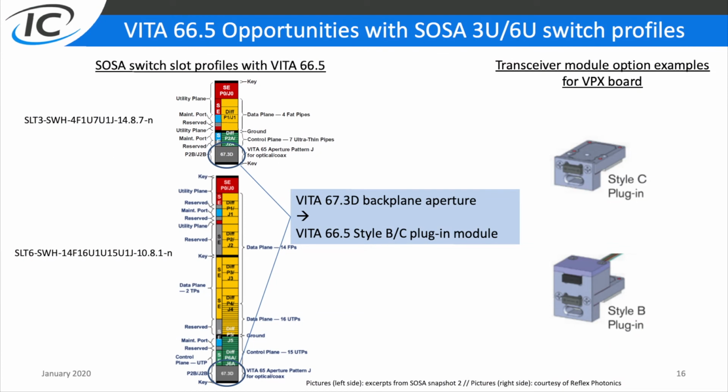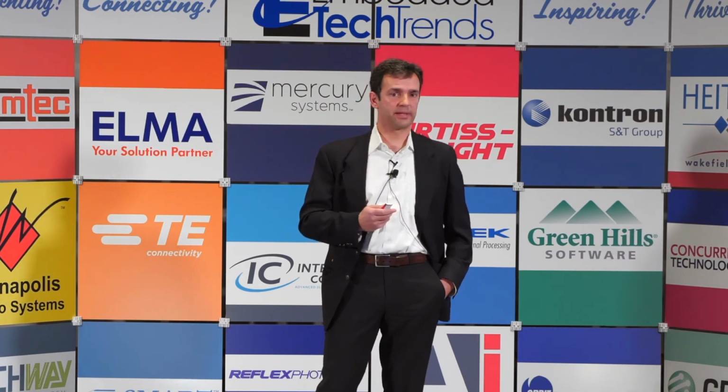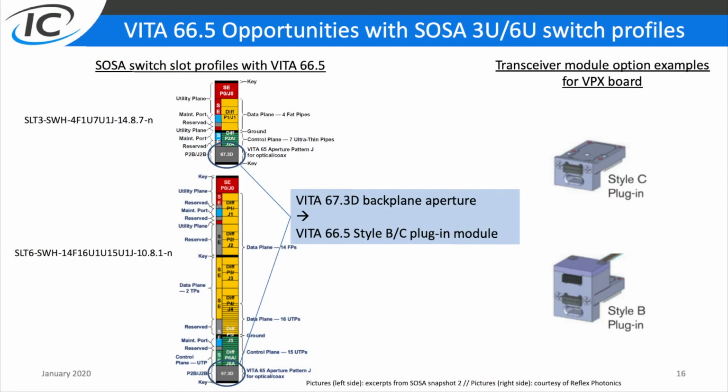So now that we've taken a look at the benefits of 66.5, let's take a look at the opportunities. SOSA defines, as Mark was talking about earlier, a number of VPX slot profiles. Several of those slot profiles present opportunities for VITA 66.5. For example, if we look at the switch profiles, two of the four switch profiles within SOSA use this 67.3D backplane aperture, which we saw earlier can be matched with a VITA 66.5 style B or C transceiver module.